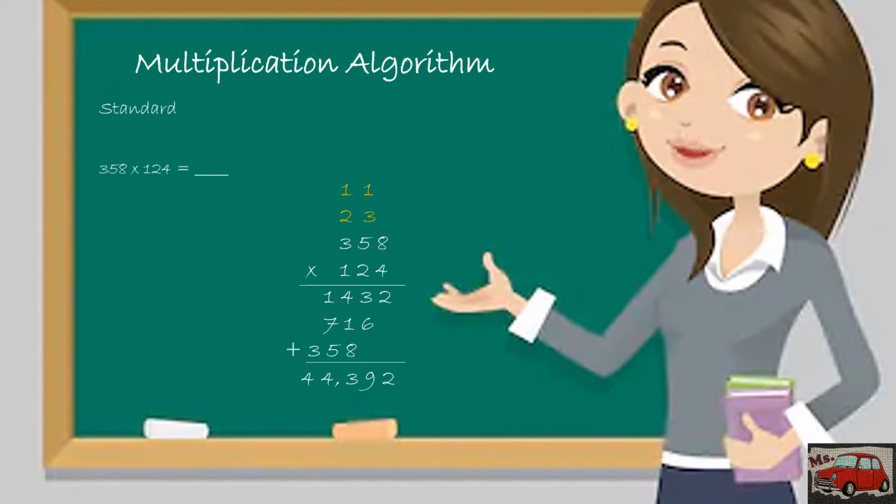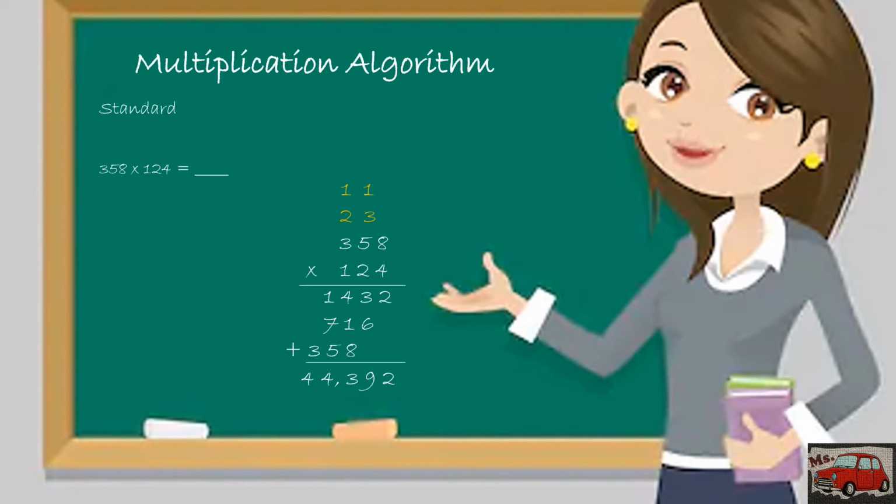1,432. Next, 2 times 358. So, 2 times 8, I have 16. So, yung 6, ibababa ko, pero iusog ko na siya sa tens place. And then, yung 1, ilalagay ko sa taas ng susunod na number. So, 2 times 5, 10, plus yung 1 na nilagay ko sa taas niya, that's 11. Yung 1, ilalagay ko sa baba, tapat ng 4, at yung 1, ilalagay ko sa taas ng susunod na number. 2 times 3 is 6, plus 1 is 7. Yung sagot, ilalagay ko sa tapat ng 1.